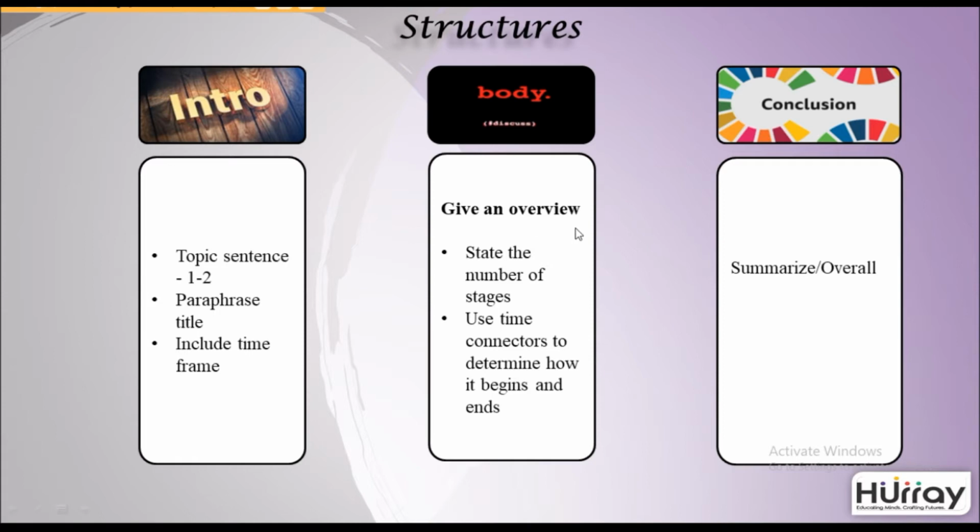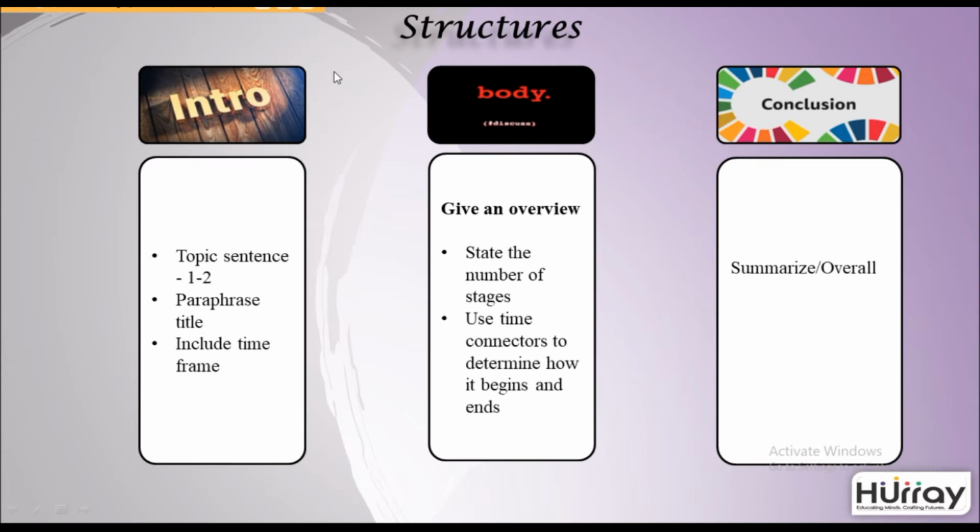When you go to the body, you always begin with an overview, then followed by the amount of information given. You can mention the stages. Make sure you mention the number of stages during the overview. Then look at the main features and all the other sub-features. Use time connectors to determine how the stage begins and how it ends. Now your main body paragraph can be divided into 2 paragraphs.